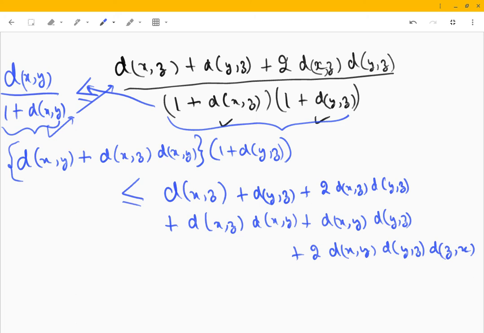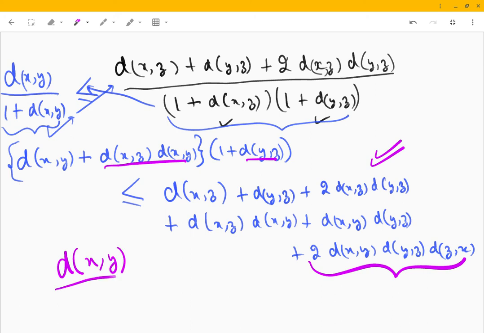You can see that this quantity and this quantity, it will be this quantity similar to this. So you can try and solve this, and you will see that the condition is satisfied. So it's not necessary that the metric or the distance function is actually the distance function. It can be a combination of distance functions.